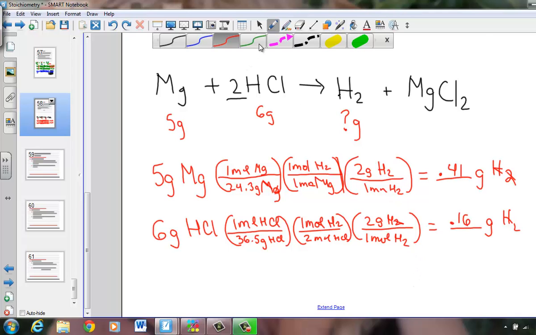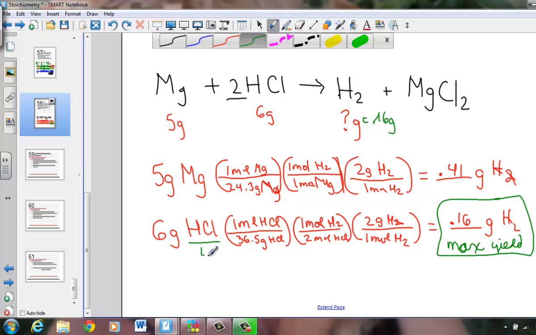So what have we determined? Comparing these two values, HCl determined the smaller of the two, so the maximum amount of product that I could make, I'm going to label that my maximum yield, is 0.16 grams. The maximum yield is determined from the limiting reagent. Therefore, the magnesium must have been in extra quantity, the excess reagent. HCl limited the amount of product formed.